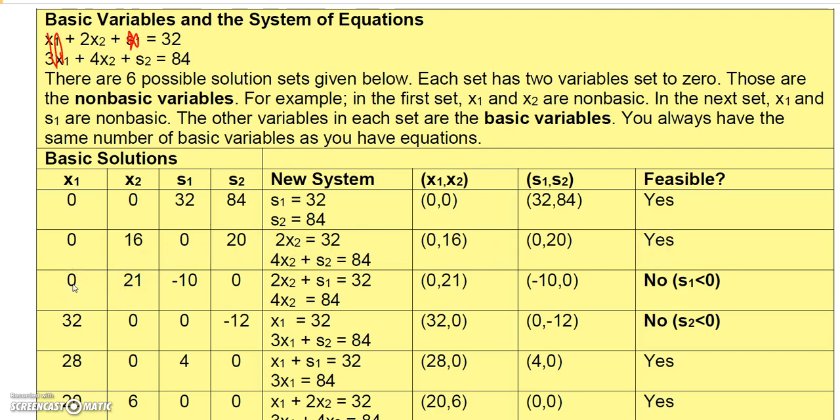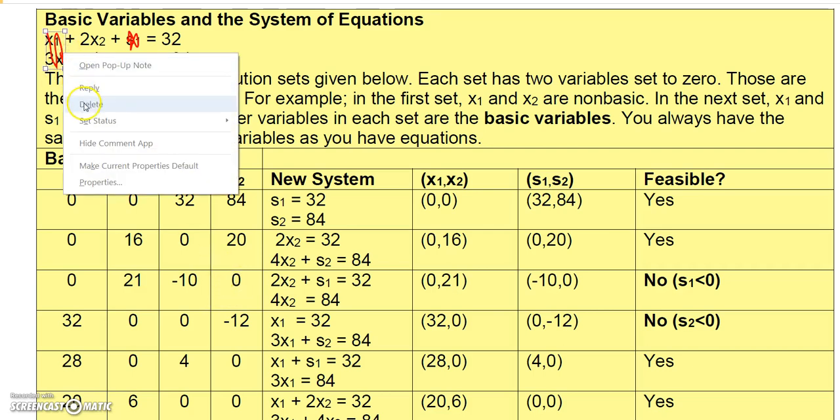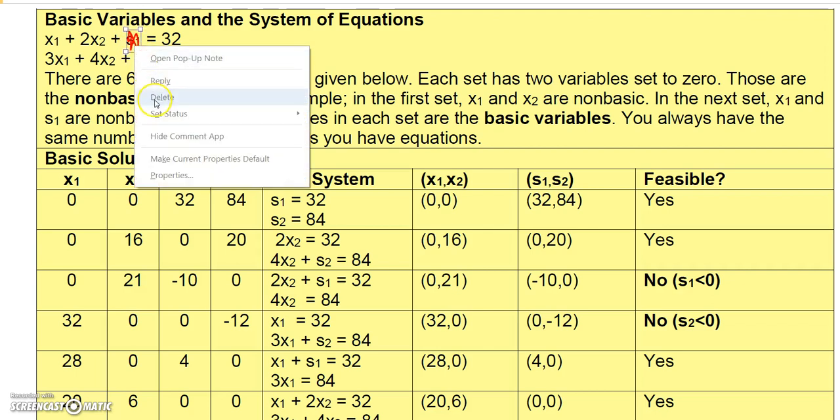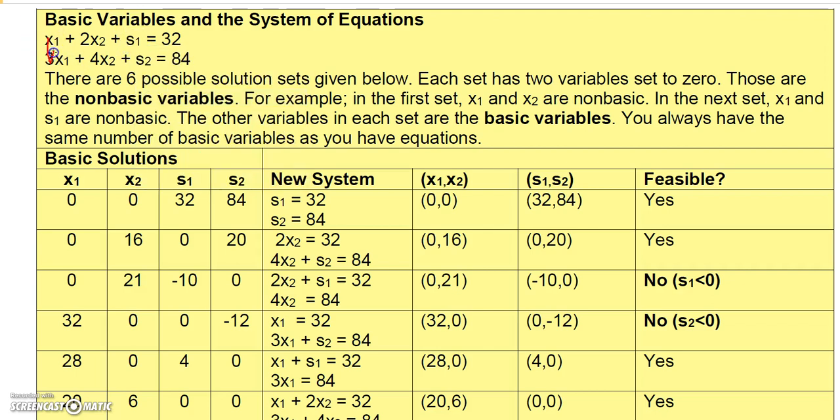Now, what if we let X1 and S2 be non-basic? In other words, let those be 0. So that would wipe out X1 and it would wipe out S2. Now if we solve this for X2, we would get 21, and then if you took the 21 and plugged it back into here, you would get 42 plus what number equals 32? So S1 would have to be a negative number. S1 would have to be negative 10. So you would get 21 for X2, but you would get negative 10 for S1.